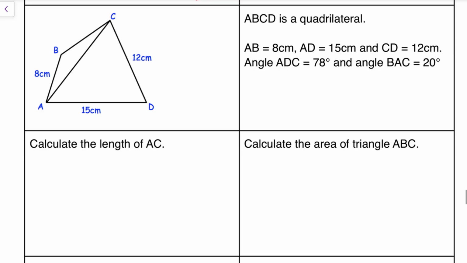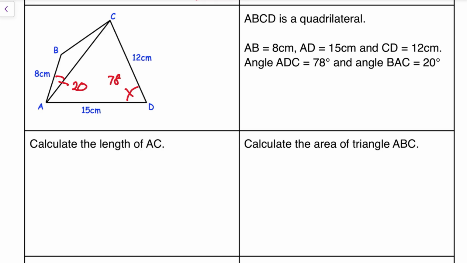Next question. Okay, ABCD is a quadrilateral. AB is 8. It's got that on the diagram. AD is 15. CD is 12. Okay, it has got the angles. So the angle ADC equals 78, and BAC, so that's this angle here, is equal to 20.